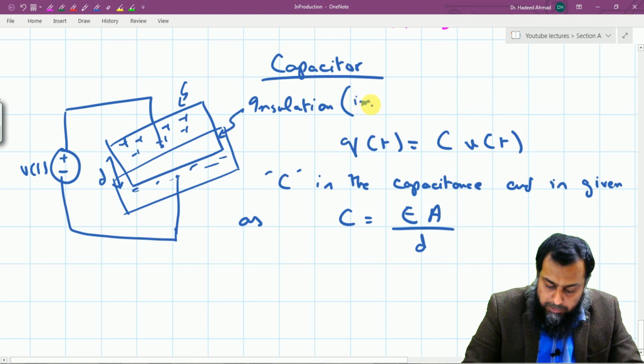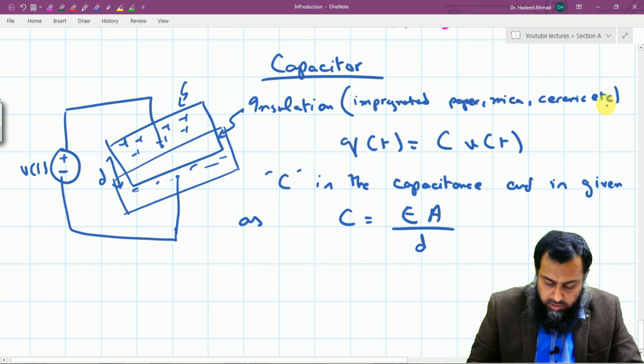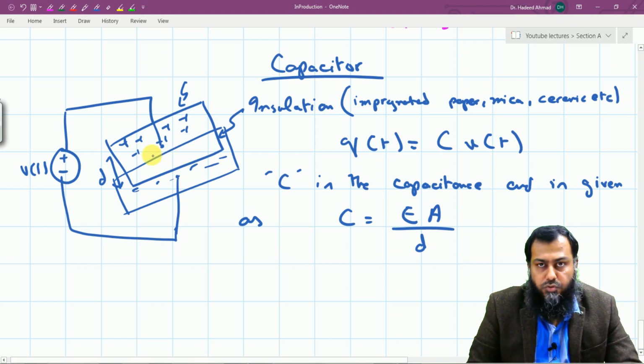Normally impregnated paper, mica, ceramic, etc. are used between these two conducting elements.